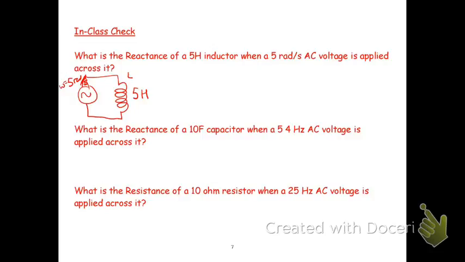So my L is equal to 5 Henrys and my omega is equal to 5 radians per second. What is the reactance? XL is equal to omega L, which equals 5 times 5, which equals 25. And what units will this be in? Ohms, yeah.